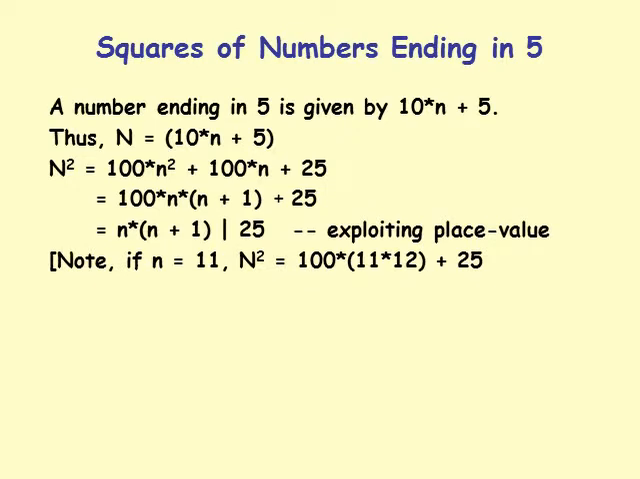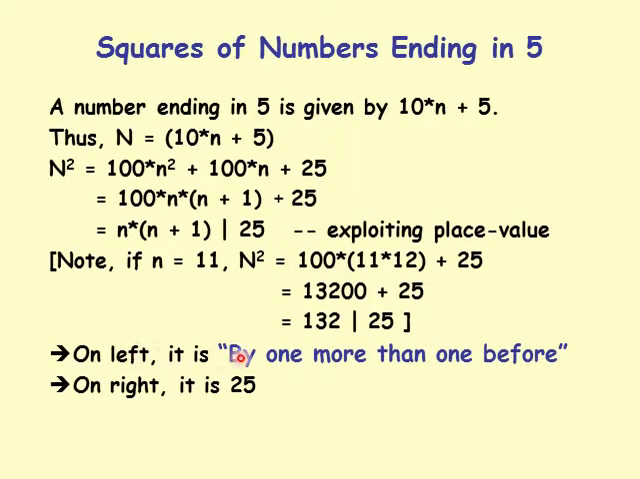Let's continue here. Note, if n is 11, then n squared is 100 times 11 times 12. If we're trying to do the square of 115, that is 13200 plus 25, which is 13225. That means 115 squared is 13225.